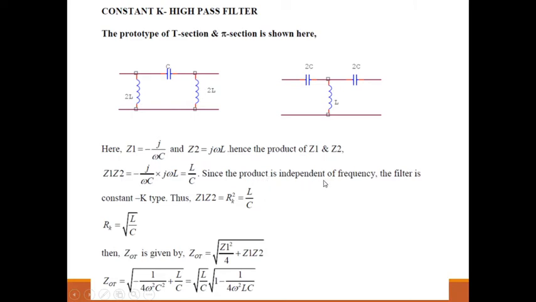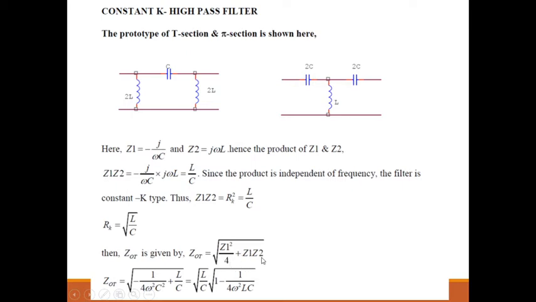Since the product is independent of frequency, the filter is constant K type. We know that Z1 times Z2 is equal to RK squared, which is L by C, so RK is equal to the square root of L by C. The general expression for the equivalent impedance of the T network is Z1 squared divided by 4 plus Z1 Z2.